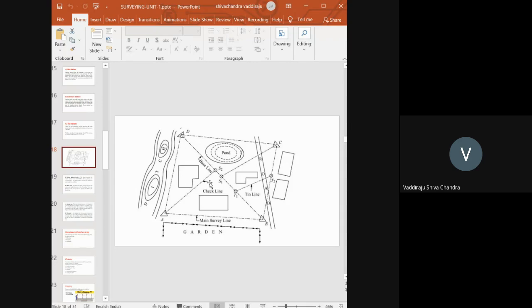So the purpose of the checkline is to ensure the quality of the work done by us. There can be any number of checklines. You can have 2, 3, 4, or 1, depending on the accuracy which you want.